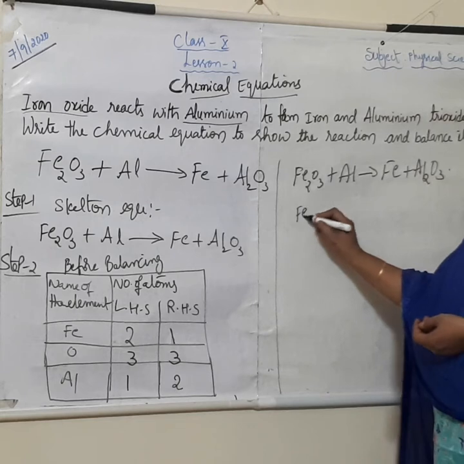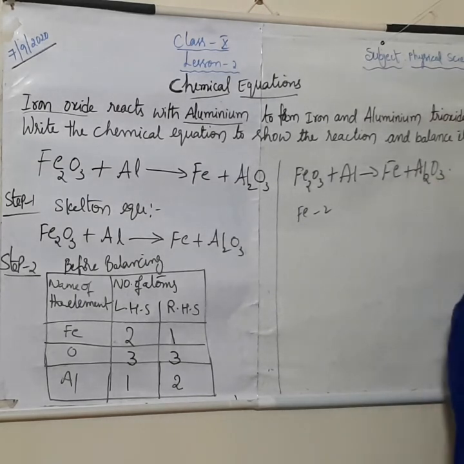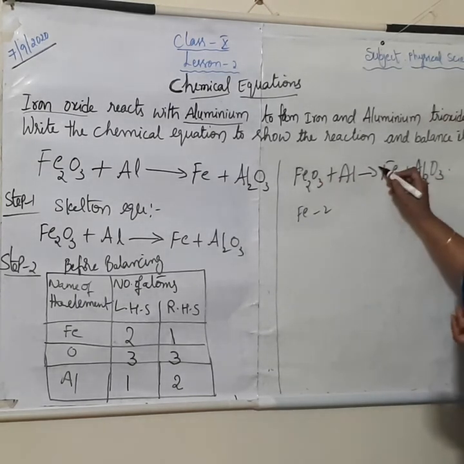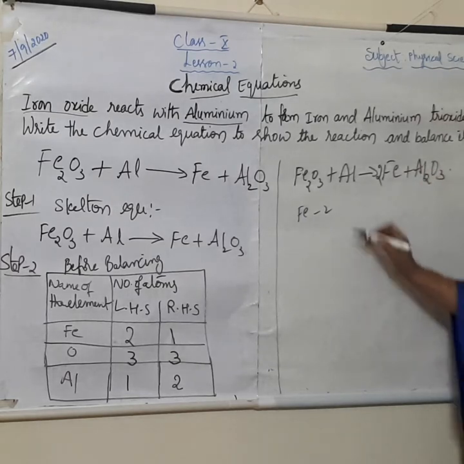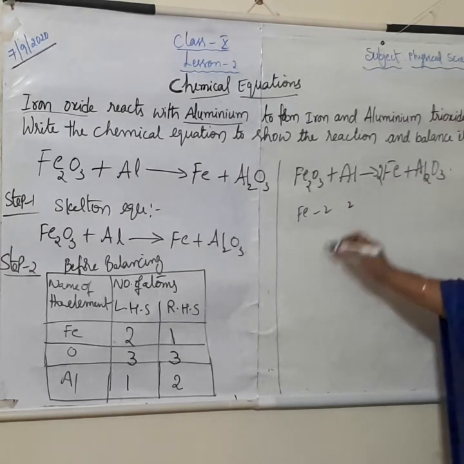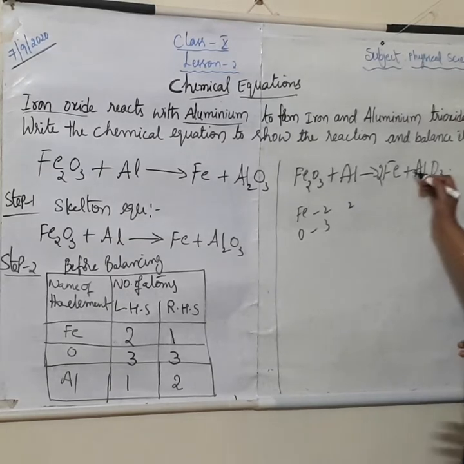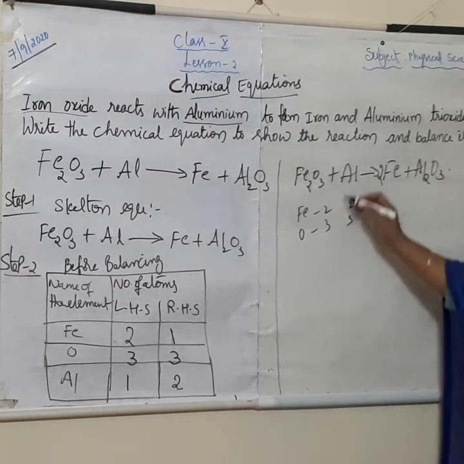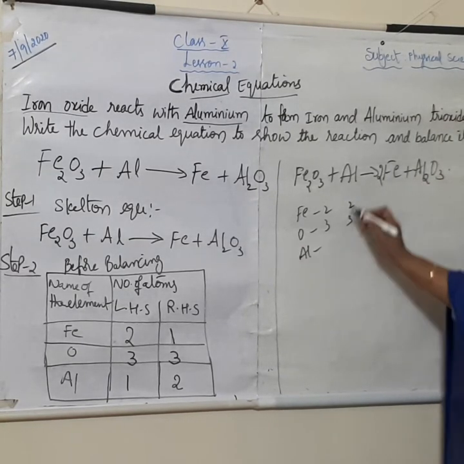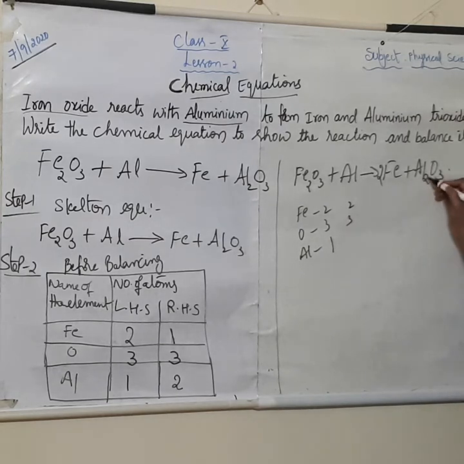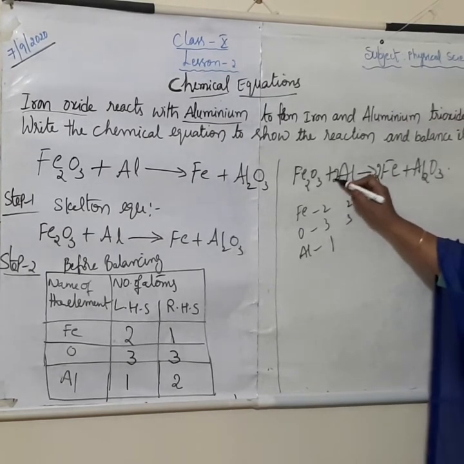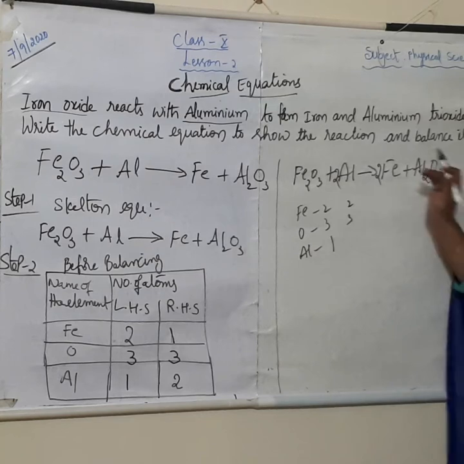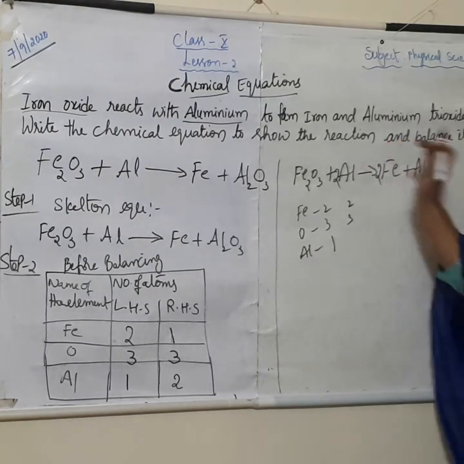Now we should start balancing by the trial and error method. Here iron 2 are there, here 1 is there. So obviously you must multiply with 2. Then iron is 2, 2. Now coming to oxygen, here 3 and here 3, so balanced. Now aluminium: aluminium 1 and here aluminium 2. So just multiply with 2. Easily you can get it. So we got a balanced equation.